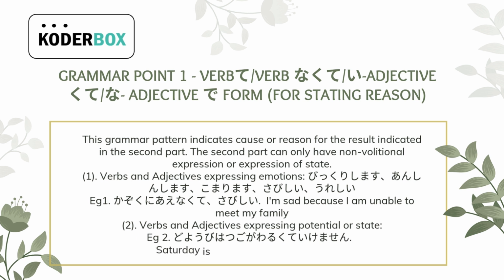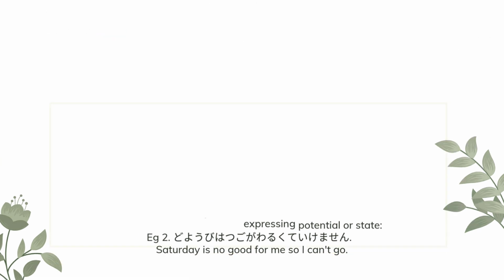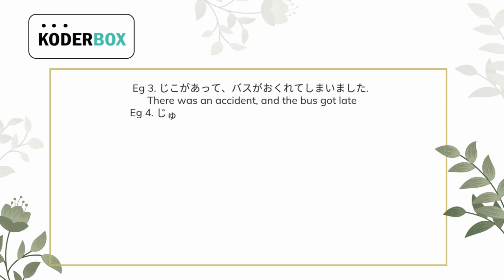Second, verbs and adjectives expressing potential or state. Example 2. Doyoubi wa tsugou ga warukute ikemasen. Saturday is no good for me, so I can't go. Example 3. Jiko ga atte basu ga okurete shimaimashita. There was an accident and the bus got late. Example 4. Jugyou ni okurete sensei ni shikararemashita. I was late to my class and the teacher scolded me.